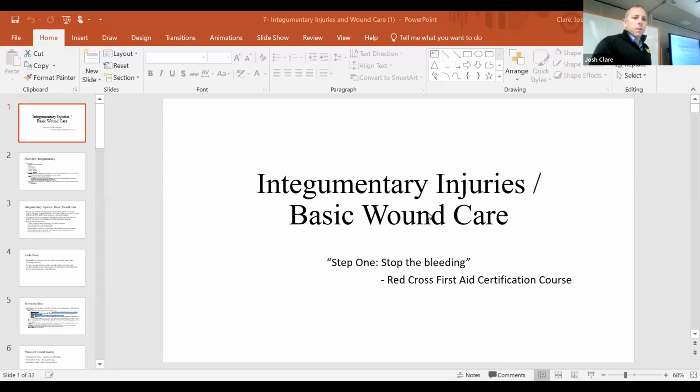All right. So next up, integumentary and basic wound care. I was trying to look through the textbook. It might not be this textbook. It might be our textbook from next semester for phys agents.